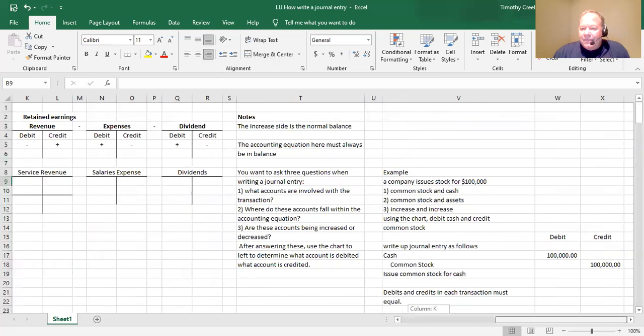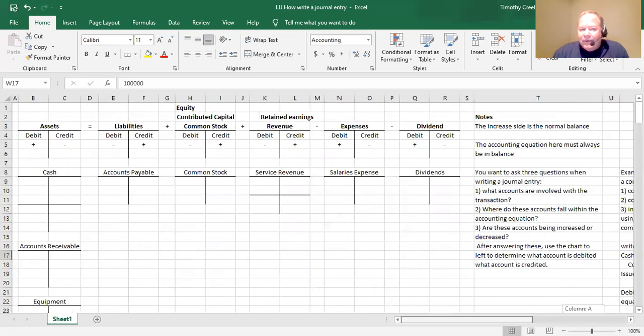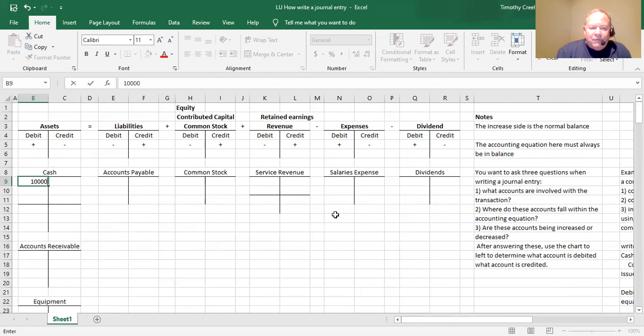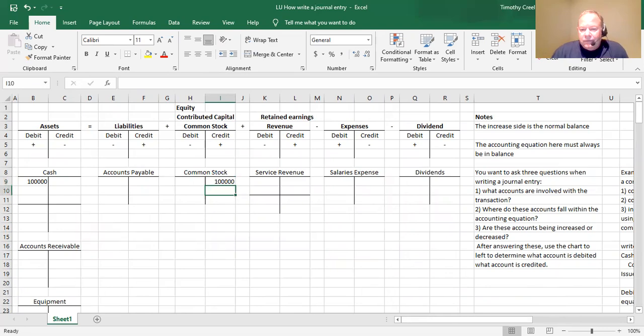So, let's post these to the accounts. We would have a debit for cash. So I would go over here to cash and put in a debit for $100,000. And then we have a credit to common stock, which I would put in here for $100,000.